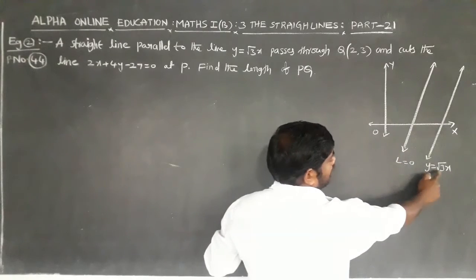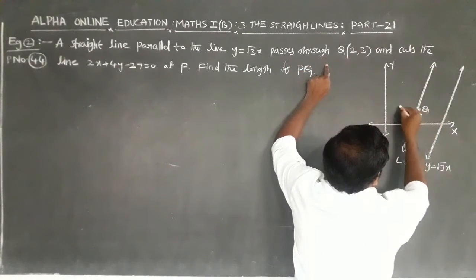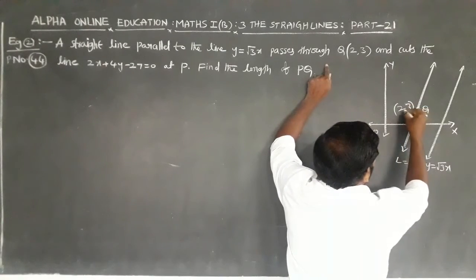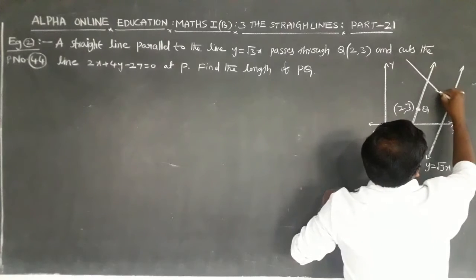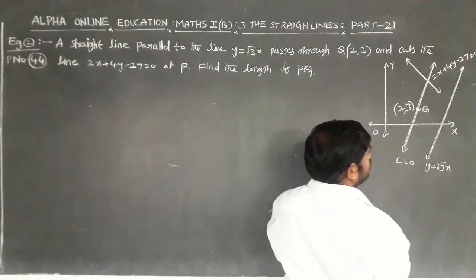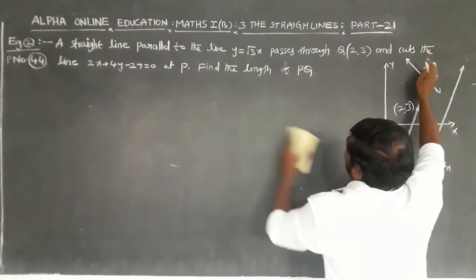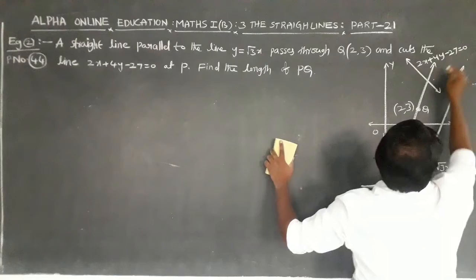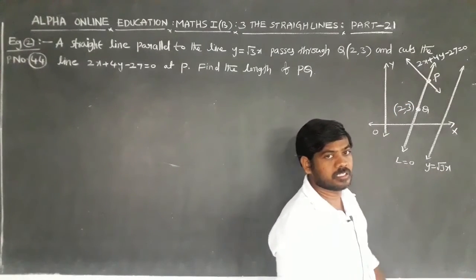A straight line parallel to the line y equal to root 3x and passes through the point Q(2, 3) and cuts the line 2x plus 4y minus 27 equal to 0 at P. This is the line 2x plus 4y minus 27 equal to 0 at P. Find the length of PQ.